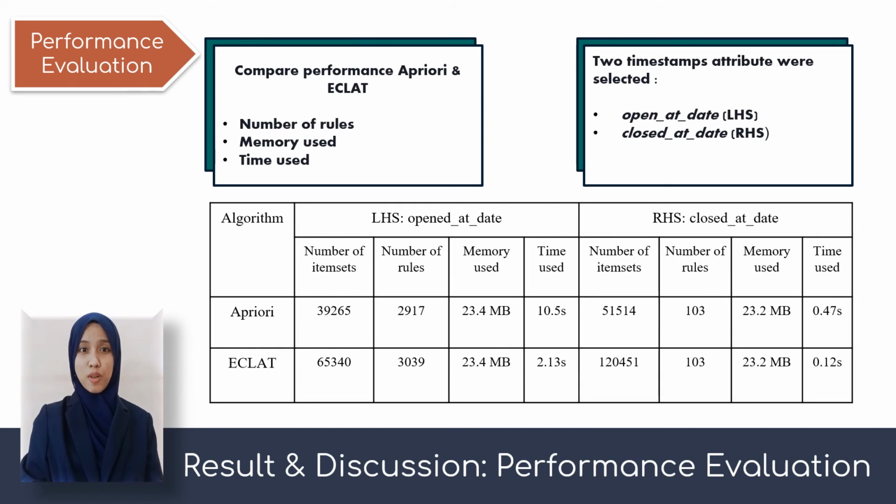To evaluate the performance of a priori and eclat algorithm, a comparative analysis was conducted. There are 3 components to compare performance. First, number of rules, second, memory use, and lastly, time use. Two timestamps were selected, which are the attribute open-added on the left-hand side and close-added on the right-hand side. As shown in the table, the left-hand side generates more rules than the right-hand side. The results for eclat and a priori algorithm are quite similar.